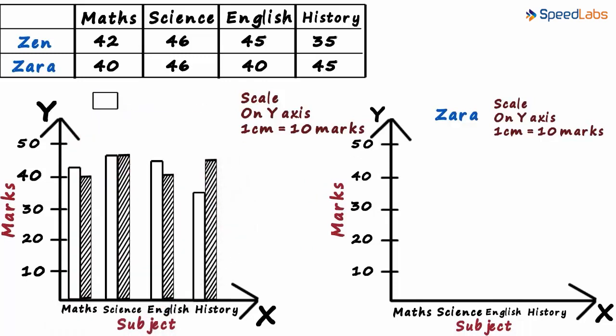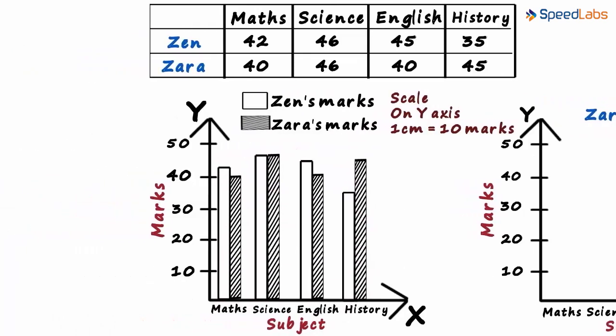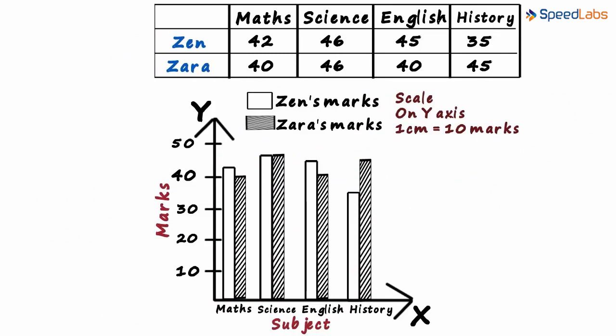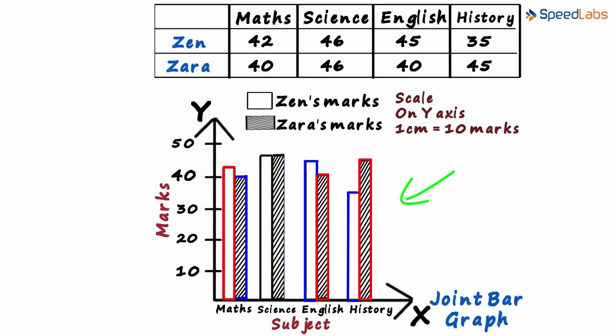The white bars represent Zen's marks. The shaded bars represent Zara's marks. Now it's simple to compare the performance of Zen and Zara in these 4 subjects. In comparison with Zara, Zen has scored more in Maths, less in History, more in English and equal in Science. This is called a joint bar graph. We represent 2 sets of data on one graph so that we can easily compare them.